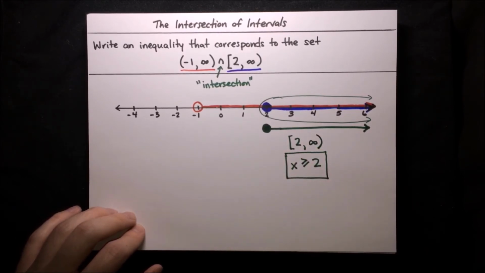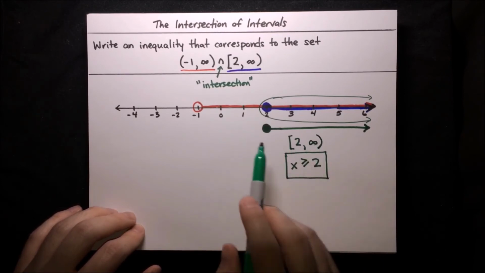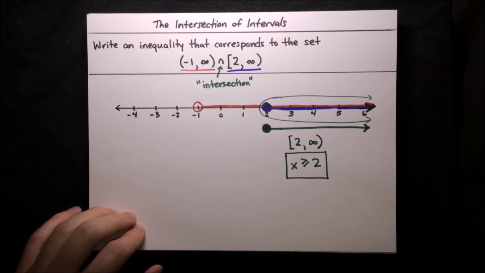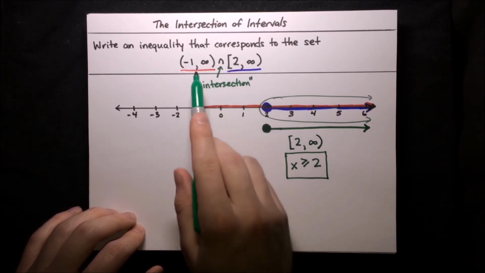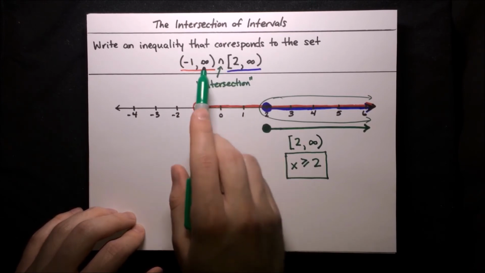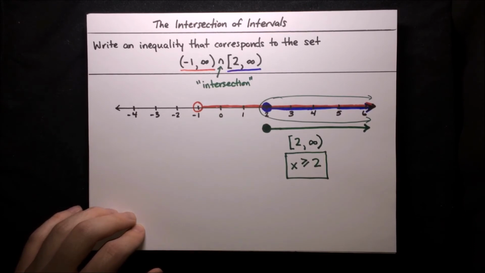Now, one important thing to point out in this example is that the result here turned out to be actually one of the intervals that we started with in our intersection. So that's a perfectly fine thing that can happen when you're intersecting two intervals. Maybe the result will be one of the intervals that you intersected in the first place, or maybe it might not. You shouldn't be too surprised either way.